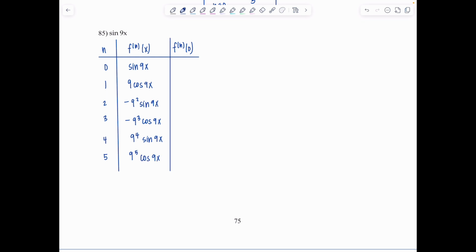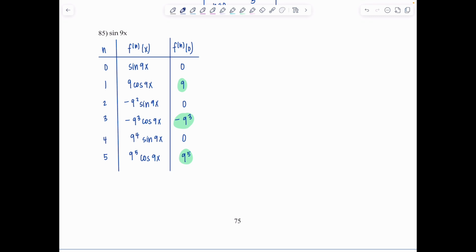Now we evaluate these at 0. So this is going to be 0, 9, 0, negative 9 cubed, 0, 9 to the 5th, etc. So you see how every other term is just going to be a 0. So we don't have as many terms as we do normally when we make the table. It's okay though. We can see the pattern.